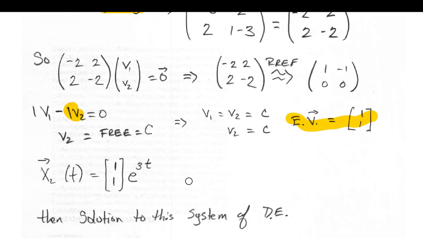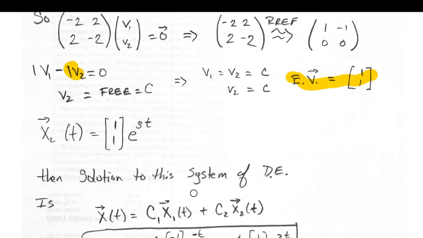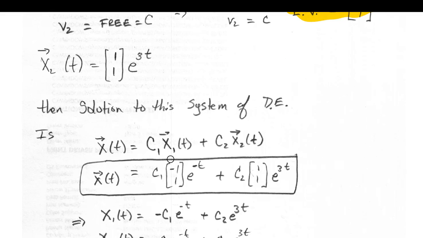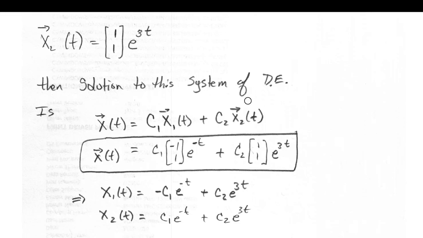So the solution to the system of differential equations is x of t equals c1, a constant, times the vector x1 of t, plus c2 times the vector x2 of t. So c1 times x1 and c2 times x2. And then I prefer to write it out, so I have c1 times x1 and c2 times x2, and this I consider to be the answer.